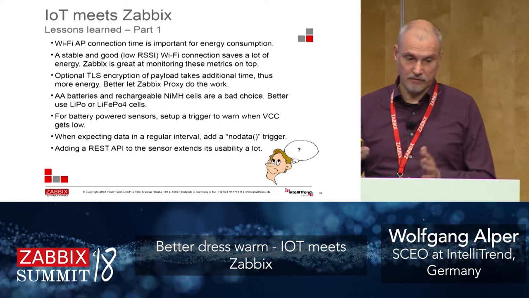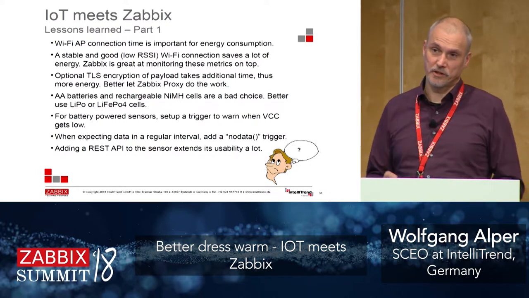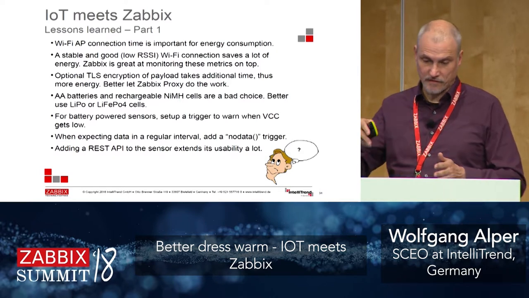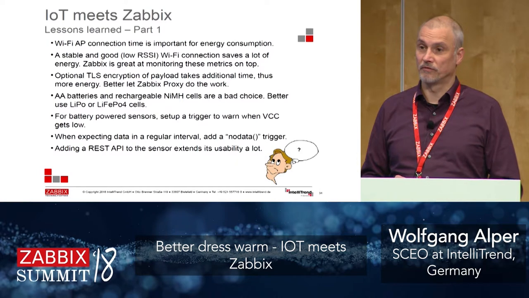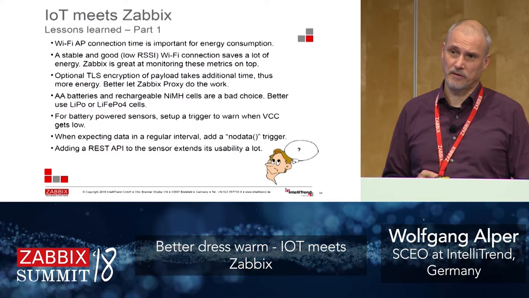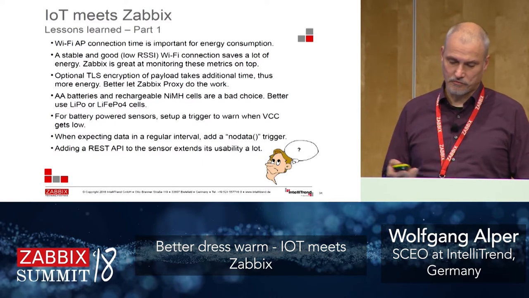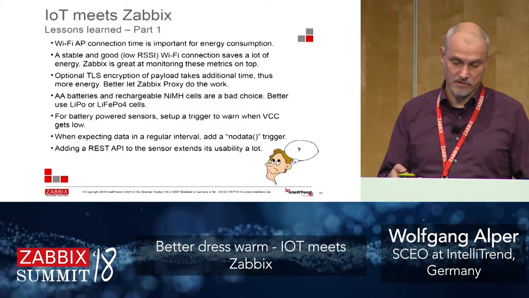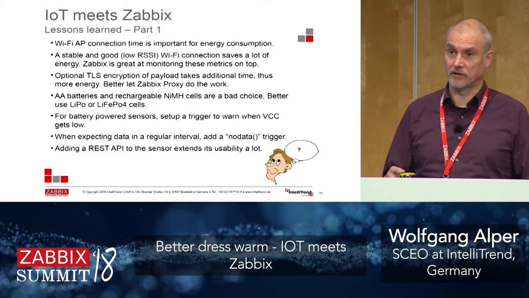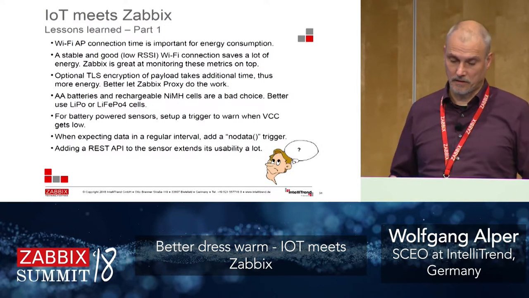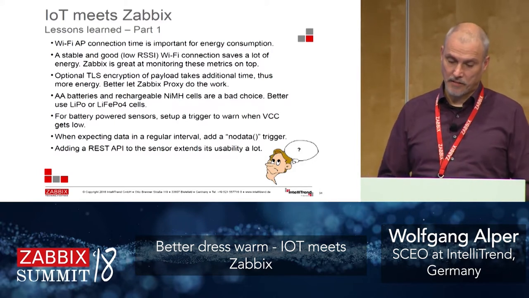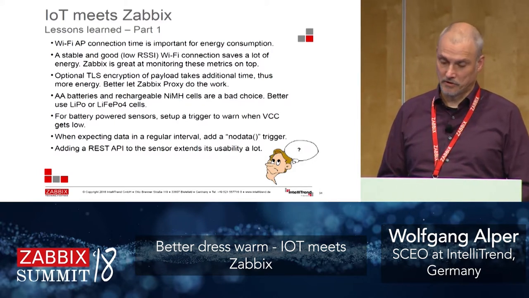Don't try to play with standard AA batteries or standard rechargeable cells. They won't work very well because of their discharge curve. Better use LiPo or LiFePO4 cells. And in general, if you use battery-powered sensors, then you might set up a trigger to warn when VCC gets low, so the user knows when he has to replace a battery. And when you're expecting data in a regular interval, since we're using the Zabbix Trapper, we don't get a notice from Zabbix, so you might want to set up a no data trigger to let you know if something fails.